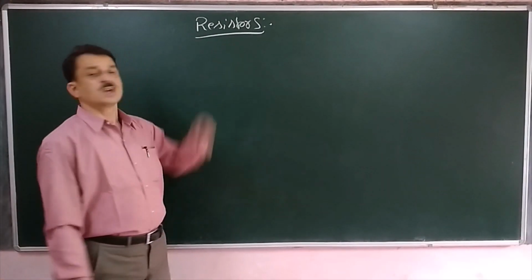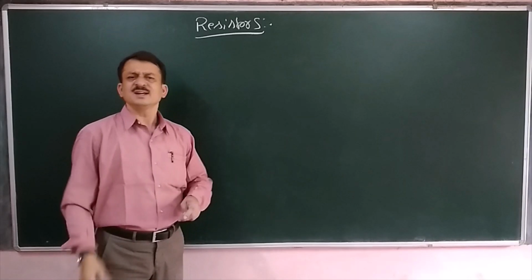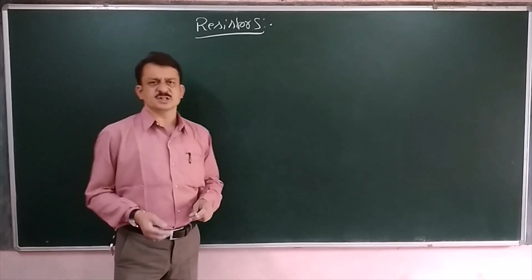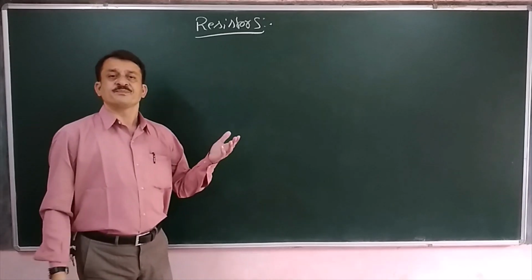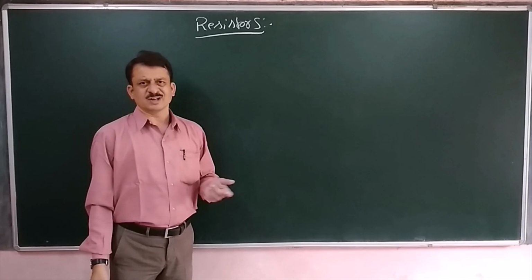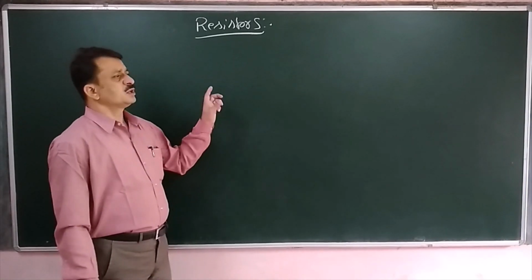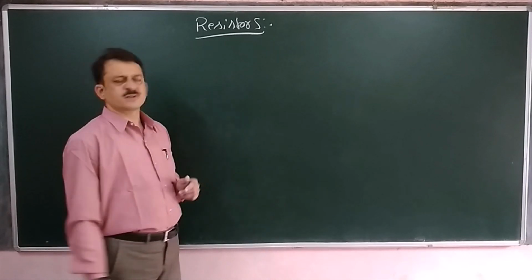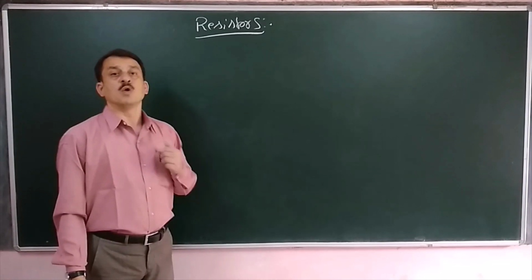Now we will study resistors. What is a resistor? It is a device which controls or opposes the flow of current in an electric circuit or electronic circuit. The opposition to the flow of current is called resistance, and its SI unit is, we are already familiar with that one, that is ohm.